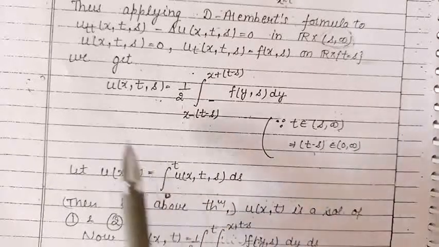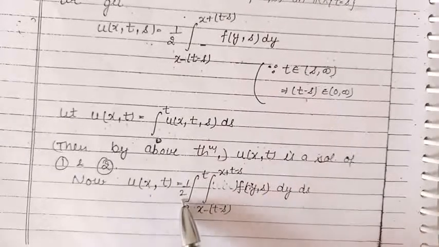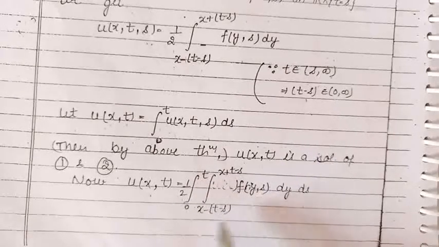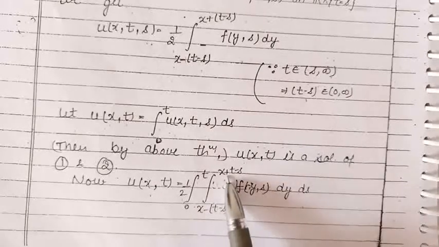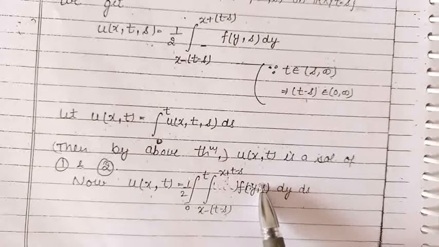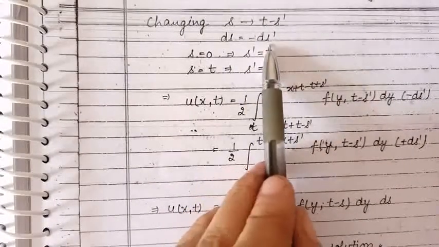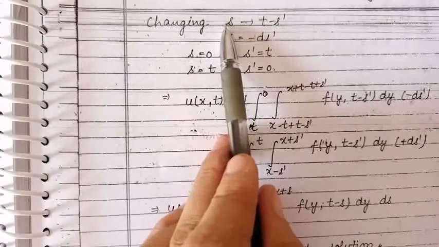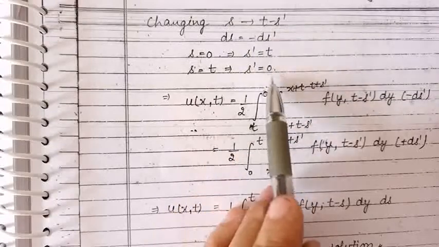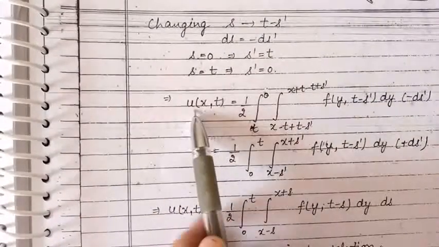So putting the value of this solution here, we get the value of u at (x, t) equal to half of the integral from 0 to t of the integral of f at y between the limits x − (t − s) to x + (t − s). Now, let us substitute s equal to t − s′. So differentiating, we get ds equal to negative ds′. Also, when s is 0, s′ will be t, and when s is t, s′ will become 0. So let us substitute the value of s, ds and these limits in the solution u.